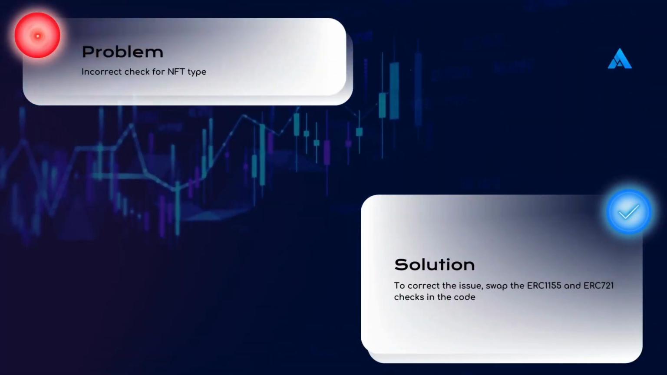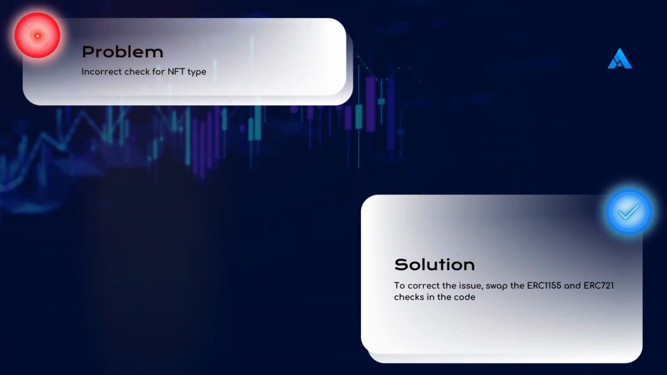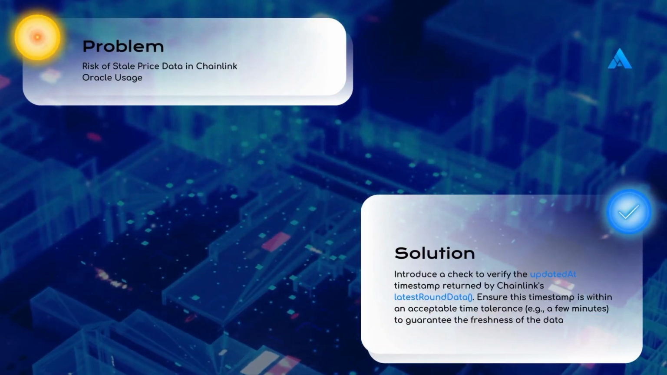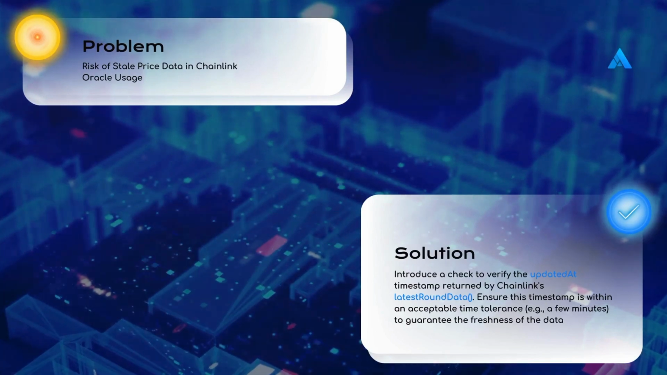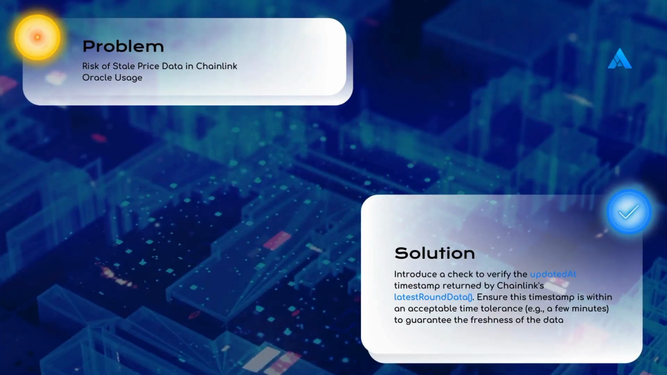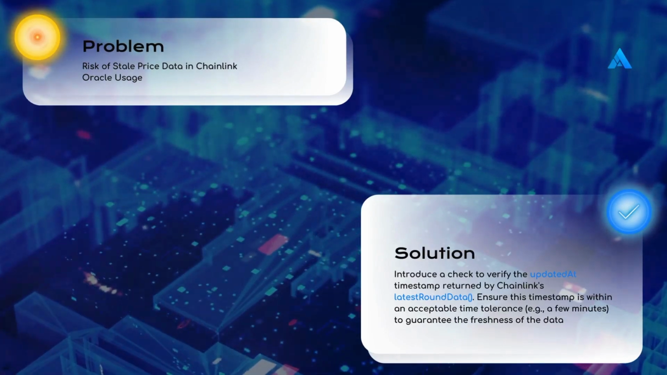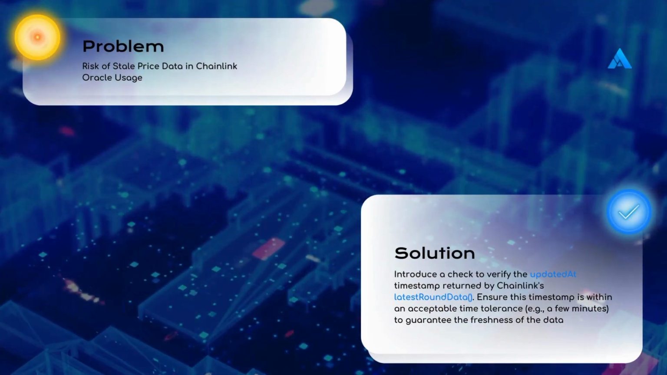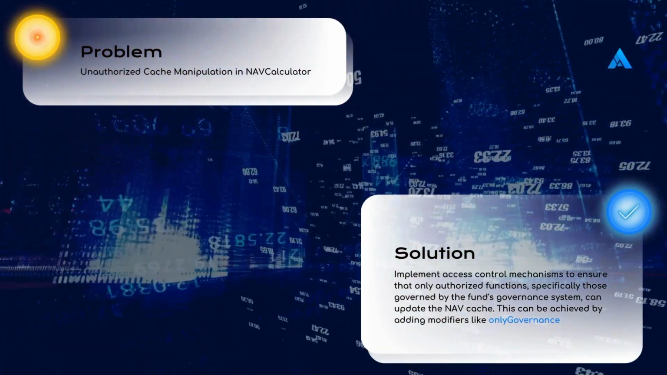Incorrect check for NFT type. To correct the issue, swap the ERC1155 and ERC721 checks in the code. Risk of stale price data in Chainlink Oracle usage. Introduce a check to verify the updatedAt timestamp returned by Chainlink's latest round data. Ensure this timestamp is within an acceptable time tolerance, for example, a few minutes, to guarantee the freshness of the data. Unauthorized cache manipulation in NAV calculator.